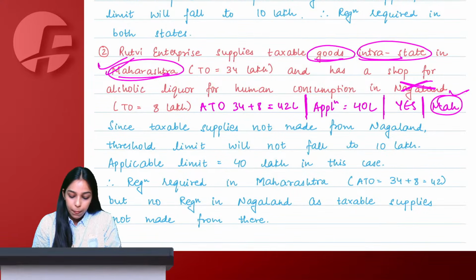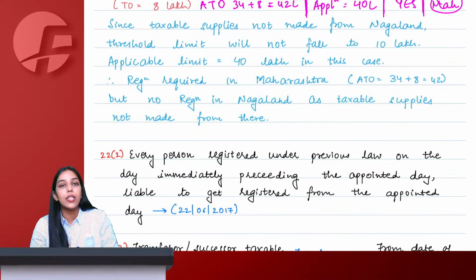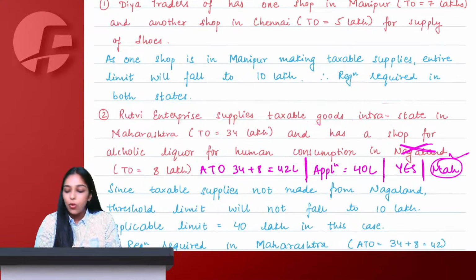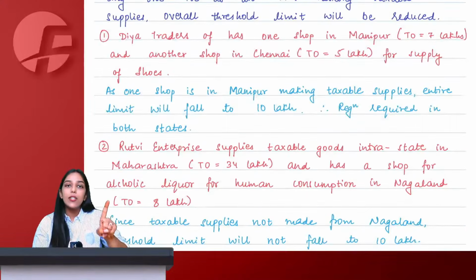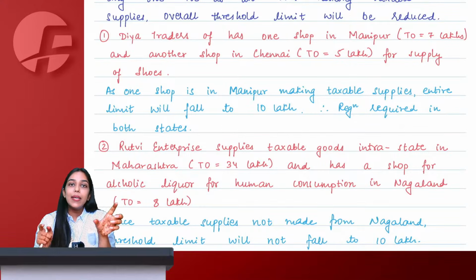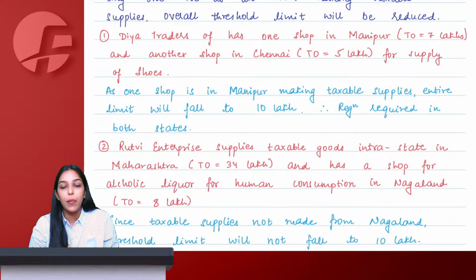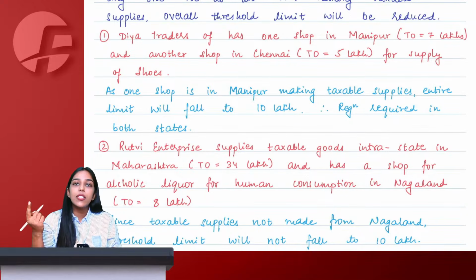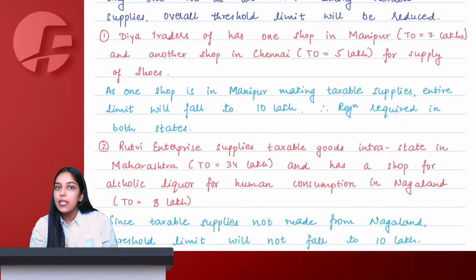Got it, ma'am. So no registration in Nagaland, only and only I'll have to take registration in Maharashtra. This is how you always solve the question. First, while calculating aggregate turnover, add everything, all kind of sale. Then you check the applicable turnover according to chart. If applicable is less than your actual turnover, then you will say yes, registration required. And then finally you will take registration only in those states from where you are making taxable supplies.